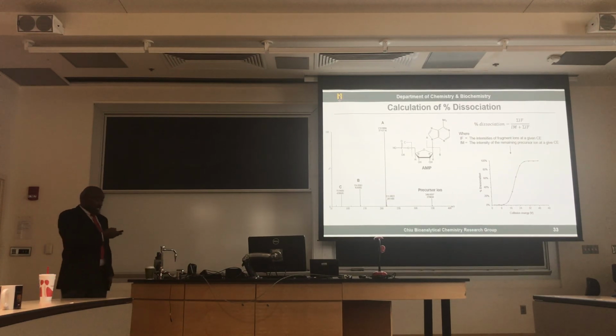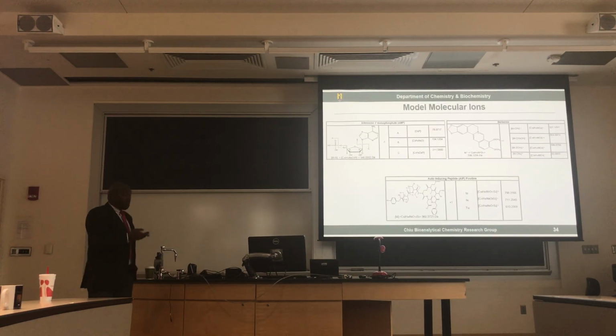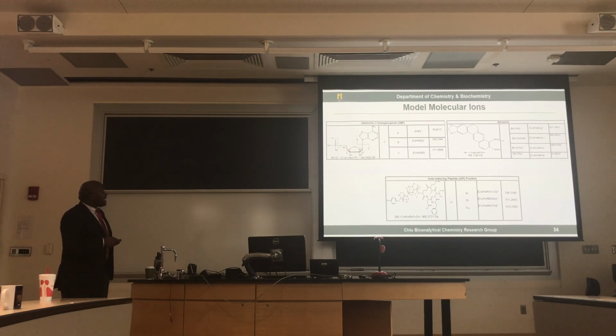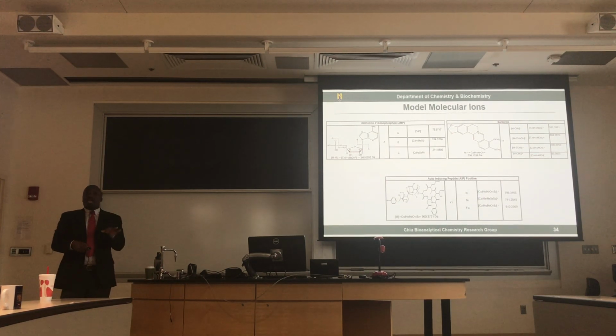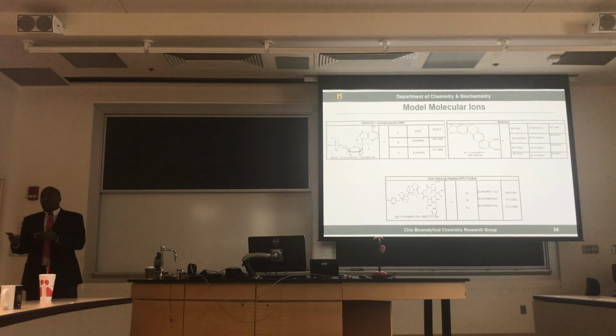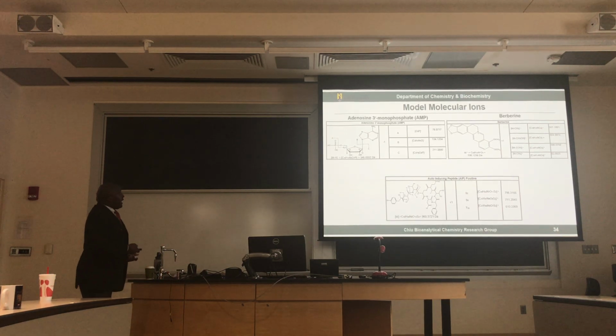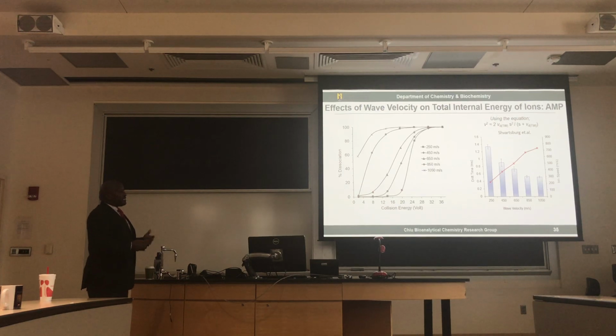So we chose 3 molecular ions: in this case AMP, as I discussed, and then a structurally different type of molecule, which is berberine, and the last one was AIP, which is a biopolymer, in this case a peptide. And we fragmented all of them.